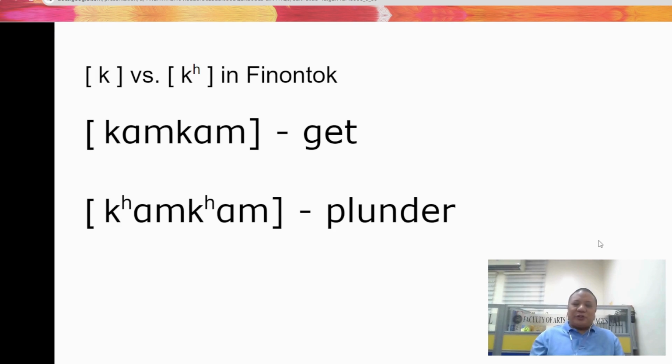However, in Finontok, which is a language in the Bontoc province, ka and ka are significant enough to produce a change in meaning. We have found two words, kam-kam, which means to get, and kam-kam, which means to plunder. So notice that the change from ka to ka, the change from unaspirated to aspirated, produced a change in meaning. In the case of the voiceless velar plosive, the change from unaspirated to aspirated produced a change in meaning. So ka and ka are considered separate phonemes in the Finontok language because we were able to find two similar words in which the ka and the ka produce a change in meaning.